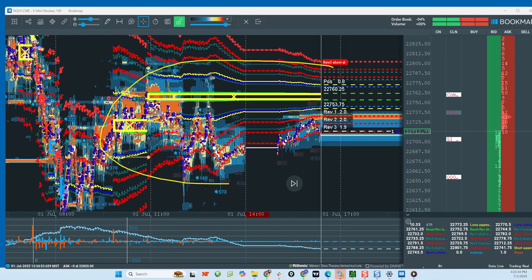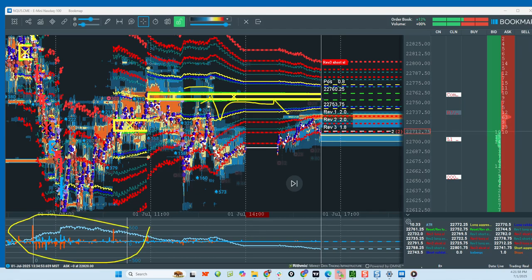But that's a basic overview. This thing's incredible for trading and knowing these areas. Again, it's the whole foundation of my trading. So hopefully that helps.